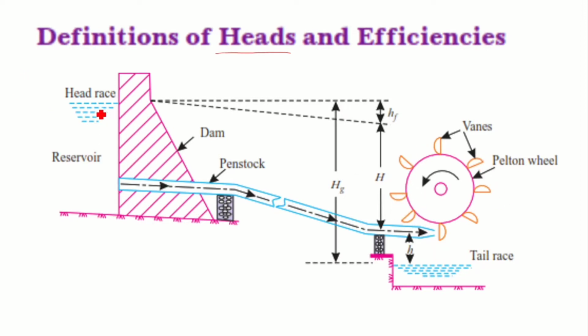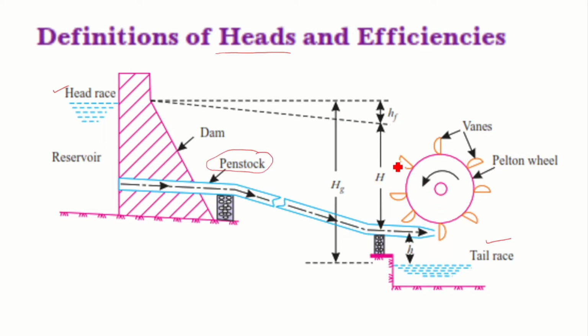The level of water at the dam side is represented as head race, and the level of water at the turbine side is represented as tail race. A lot of terms are defined here. The penstock is the pipe that carries water from the dam to the turbine.